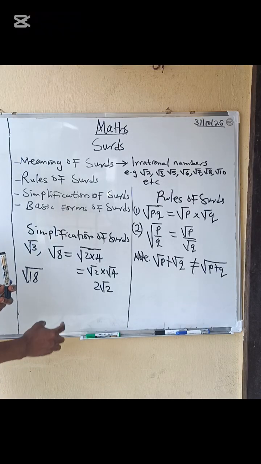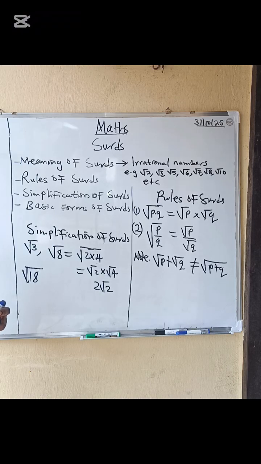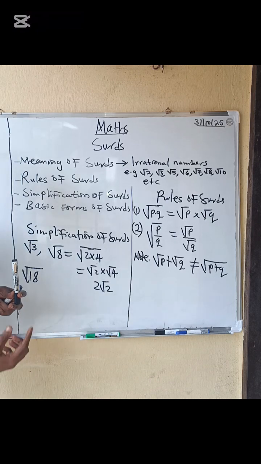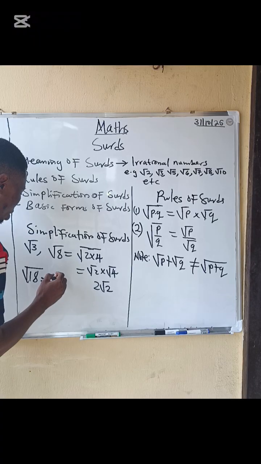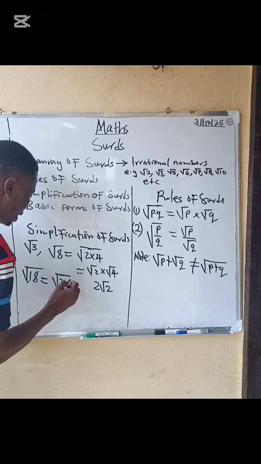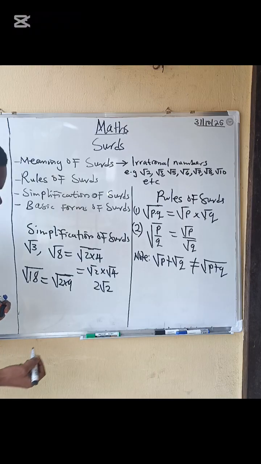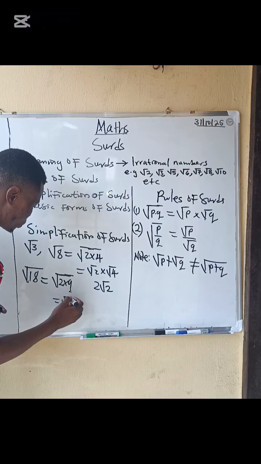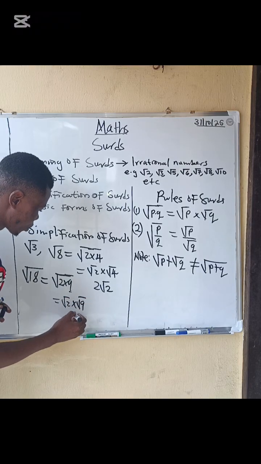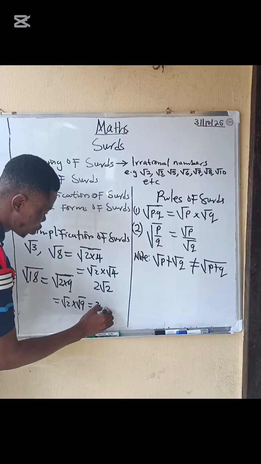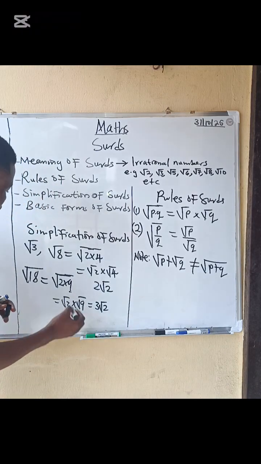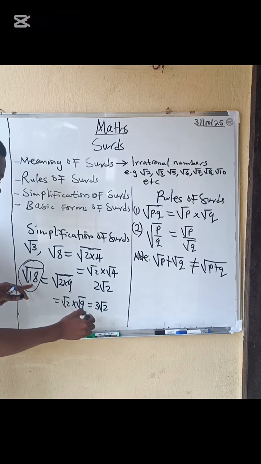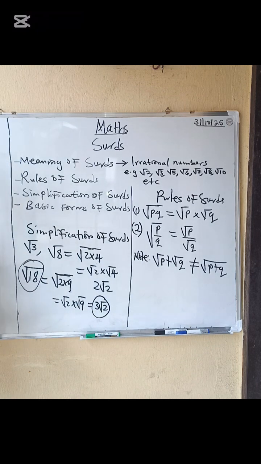We can take root 18 to its basic form by finding those two numbers, one a perfect square and the other one not a perfect square. When we multiply, we have 18. So those two numbers are root 2 multiplied by 9, because 2 times 9 will give you 18. And 9 here is a perfect square. So from here we can split root 2 multiplied by root 9, right? So the square root of 9 is 3. So it means that the basic form of root 18 is 3 root 2.